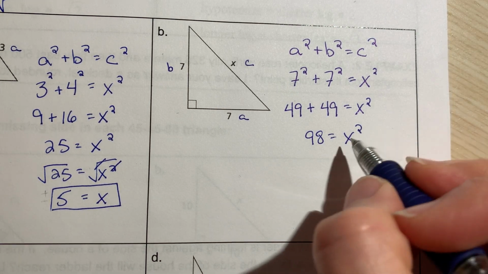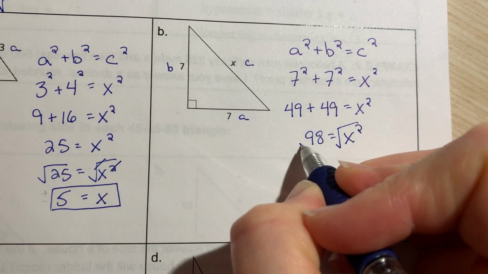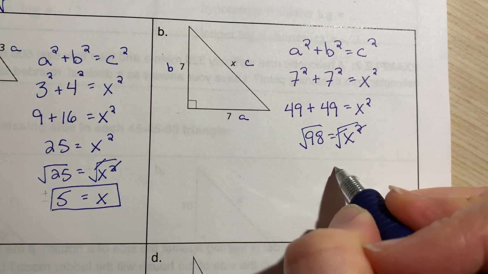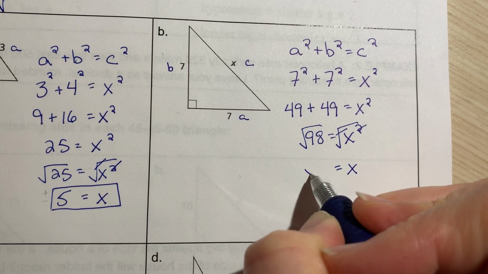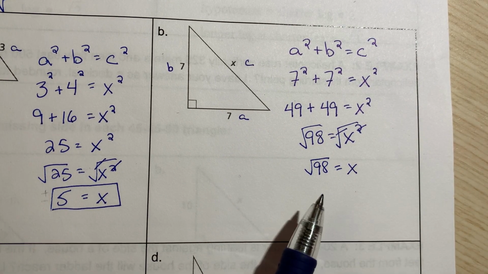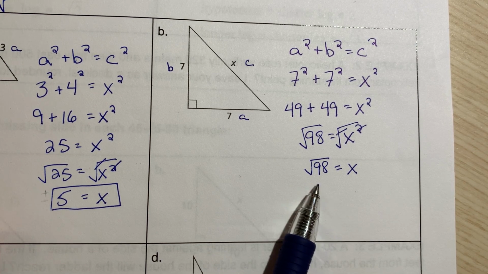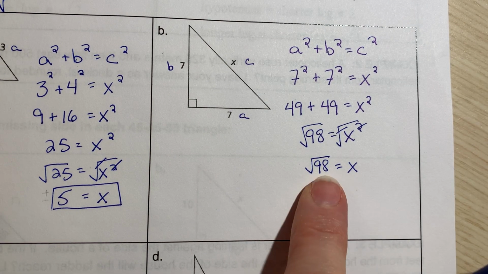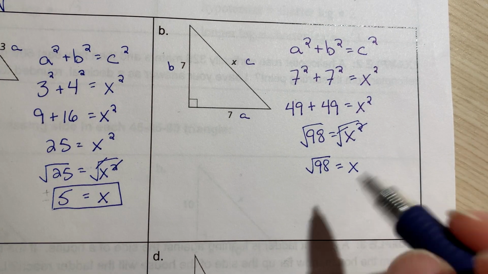What we want to do is, we're still squaring both sides. We have to get rid of that second power. So what we're going to be left with is x is equal to the square root of 98. So when it says leave it in radical form, we're not going to put down that decimal answer. We're just going to leave it as a radical.